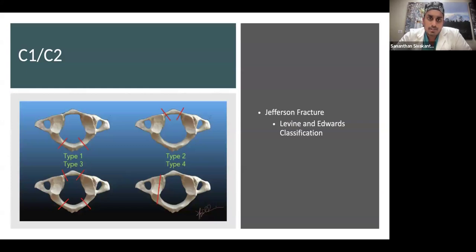Moving to ring fractures, the Jefferson fractures or complete or incomplete ring fractures follow the Levine and Edwards classification. As you can see here, the type 1 fractures are generally posterior arch only. Type 2 fractures are anterior arch only. Then you have a complete dissociation fracture like type 3, or unilateral floating lateral mass like type 4.